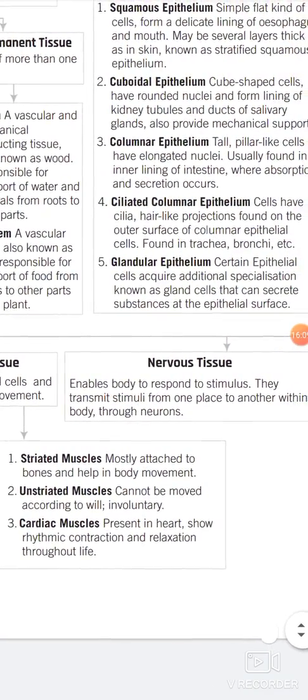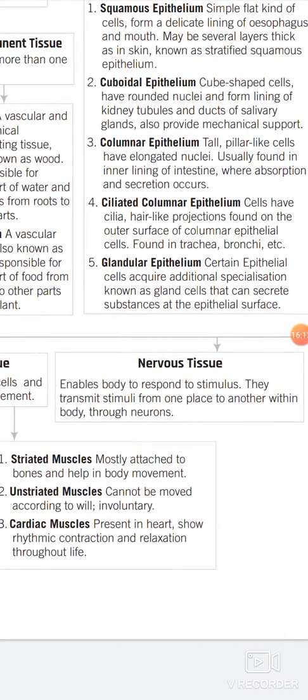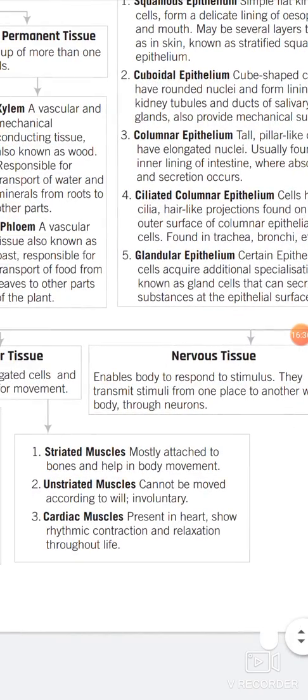And the last is nervous tissue. What is nervous tissue? It enables the body to respond to stimulus. What do you mean by stimulus, dear student? A sudden change in the environment is called a stimulus. They transmit stimuli from one place to another within the body through neurons. For transporting such stimuli, we have a special kind of cells present in our body, which are called neurons. Nervous tissue is made up of which kind of cells? The nerve cells, which are also called neurons.